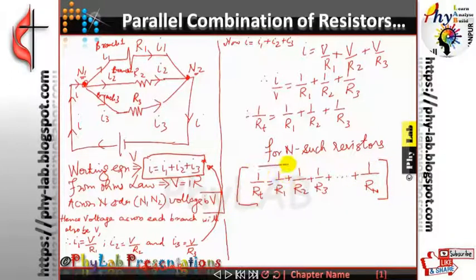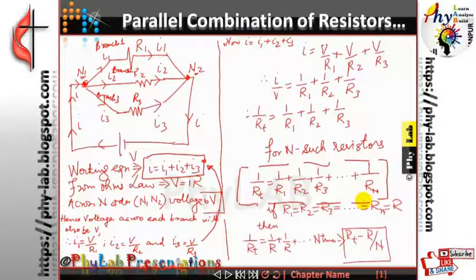Now if R1 is equals to R2 is equals to R3, all were equal to each other and they in turn were equal to R, then I can say that 1 by R total would be equals to 1 by R plus 1 by R plus 1 by R, how many times? N times. So R total will then be equals to R by N.